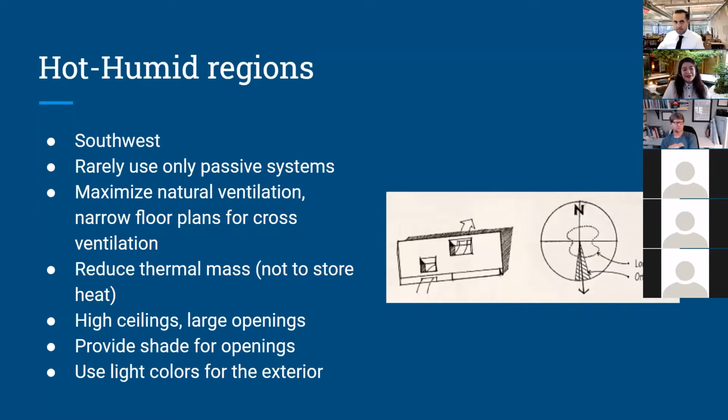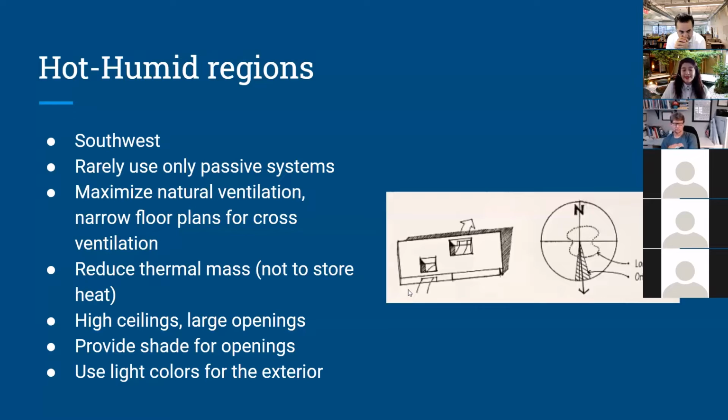So in this one, it's good to know that rarely only passive system building works at these locations. There's usually an HVAC system. But you're still trying to maximize the natural ventilation of the building. Therefore, narrow floor plans work better, like in the diagram right here, because this allows cross ventilation through the space.